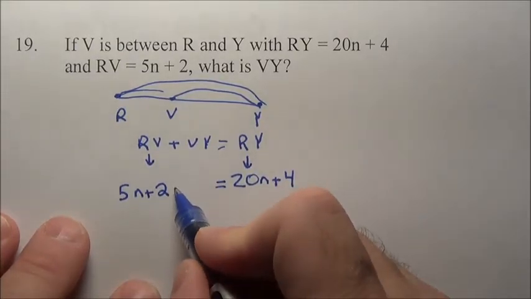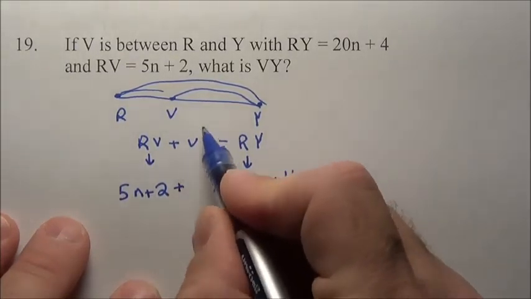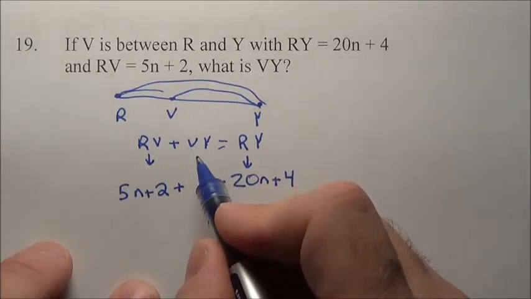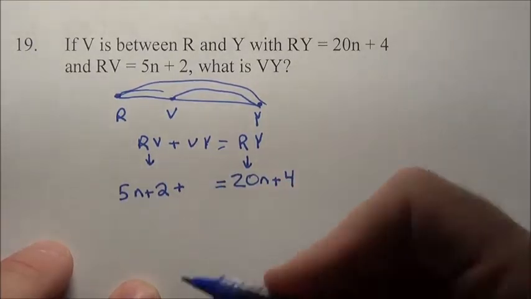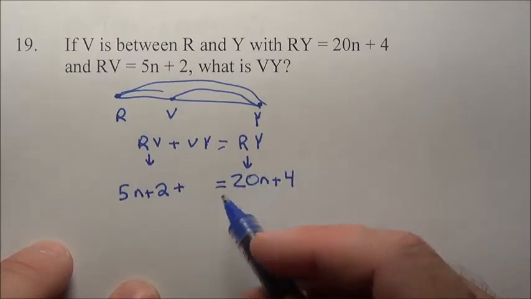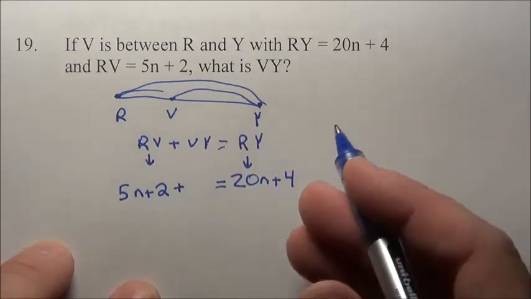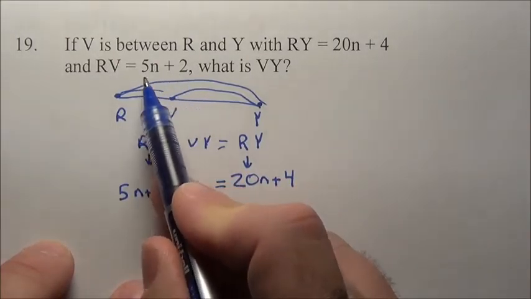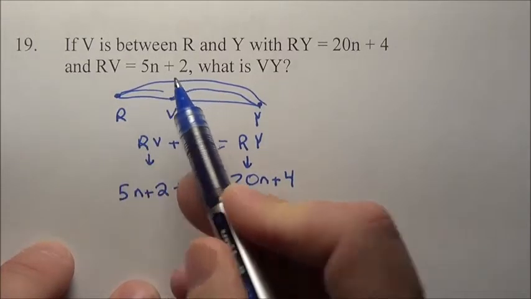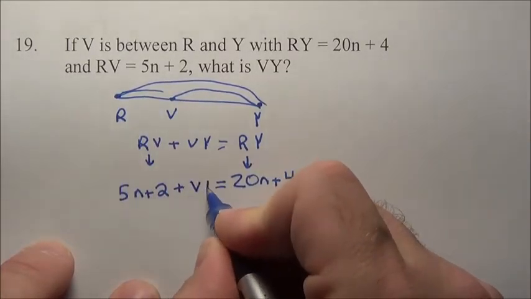It's just saying, hey, what is VY? So we're trying to find out what VY is. What we're going to end up with is an expression that represents what VY is. In other words, we're not going to get a total length of 20 or 30. We're going to get some expression like this with n's in it. Okay, no big deal. Let's just go ahead and solve.